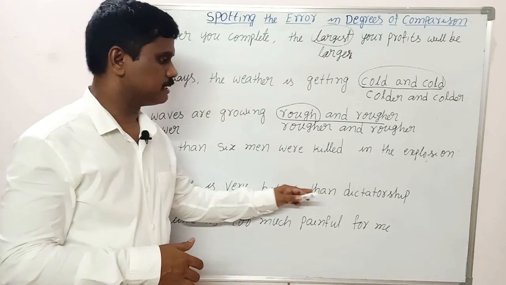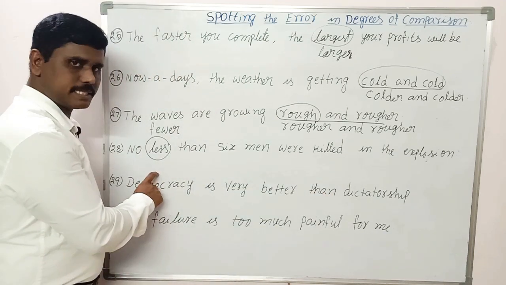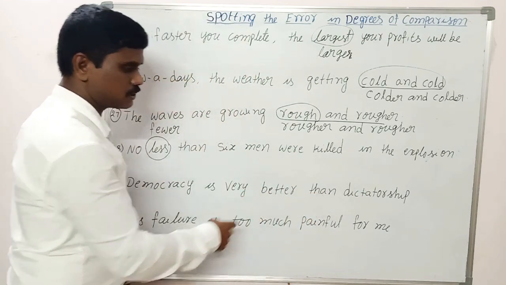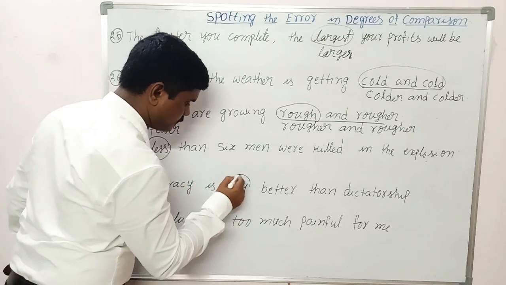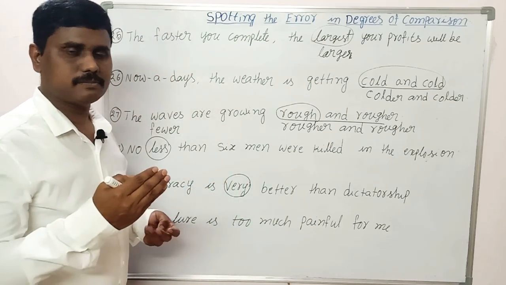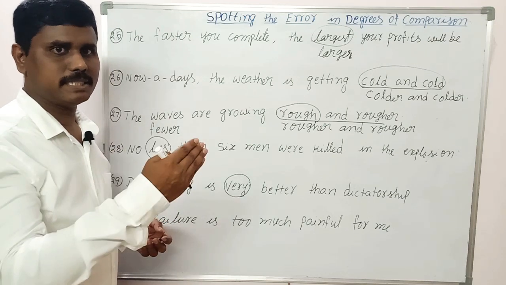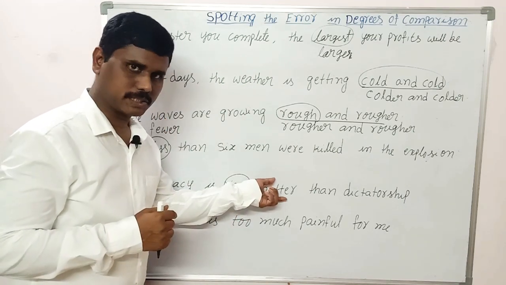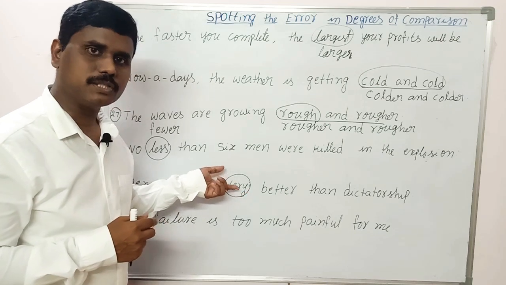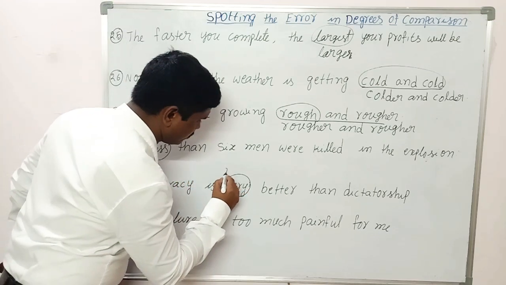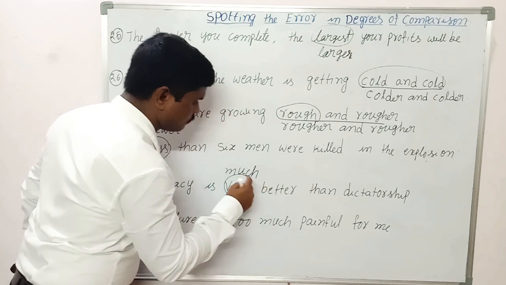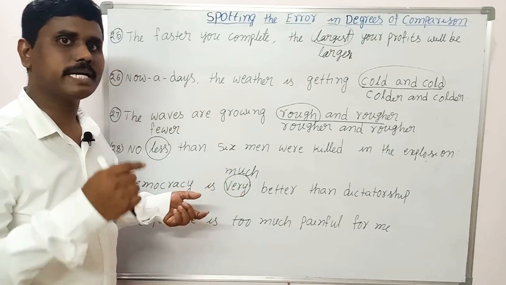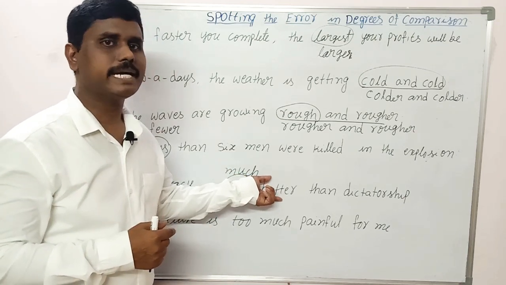Democracy is very better than dictatorship. The comparison is between democracy and dictatorship, 'than' comparative degree. Here this is adjective 2. This is also correct. The mistake is here, very. We use very before adjective 1. She is a very good girl. Good is adjective 1. But here this is adjective 2. So before adjective 2 we should not use very, and in the place of very we should use much. We use much before adjective 2. We should not use very. Very is used before adjective 1. Much is used before adjective 2.